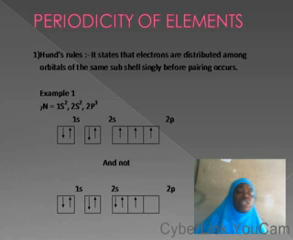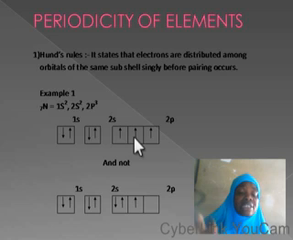Now let's move to Hund's rule of maximum multiplicity, which says that electrons are distributed among orbitals of the same subshell singly before pairing up. That means in the same subshell, where we have 3 electrons, you first place them singly before we can pair them up.